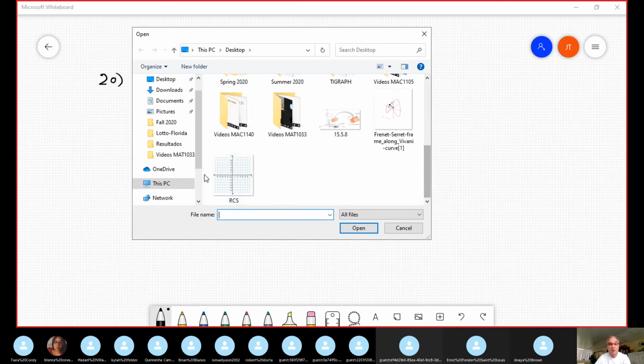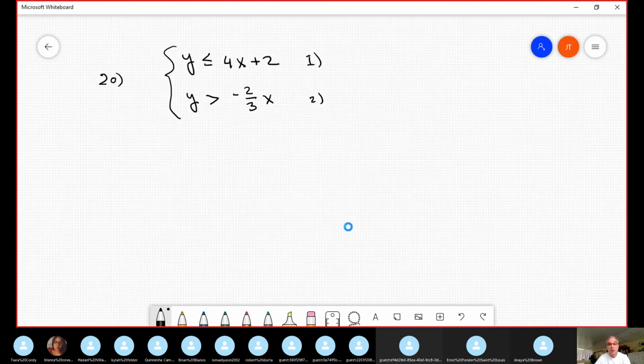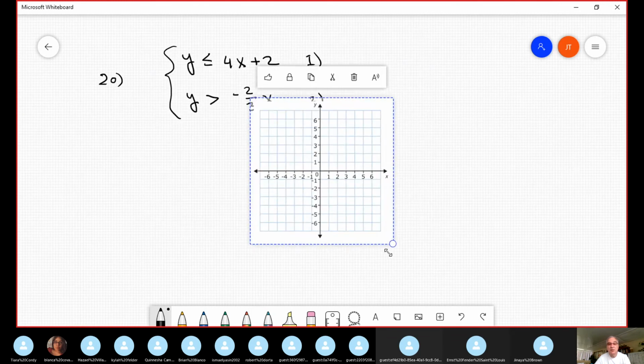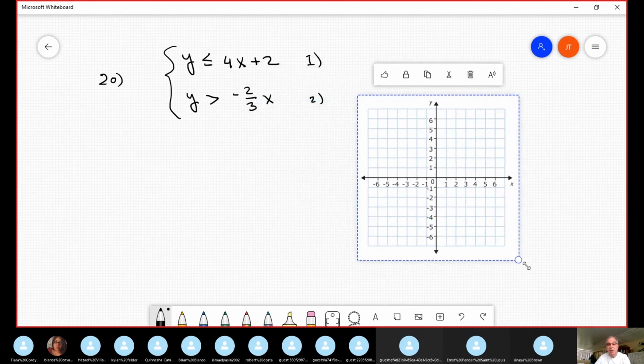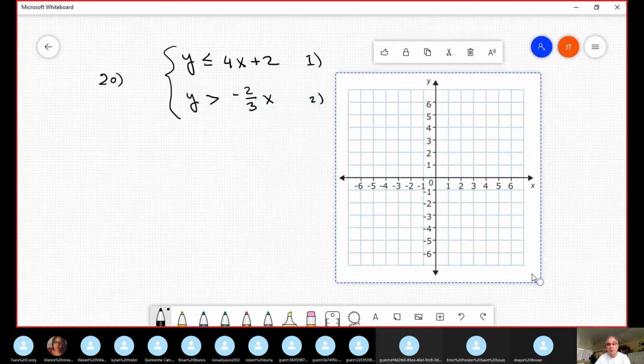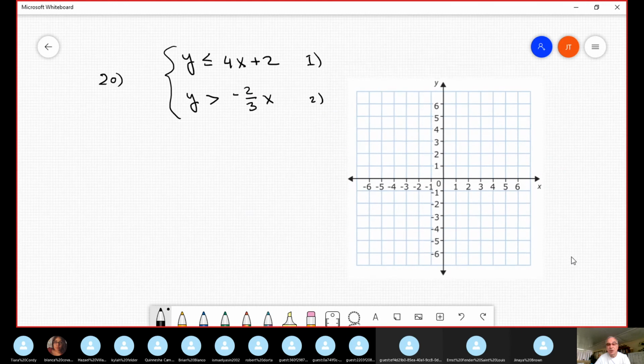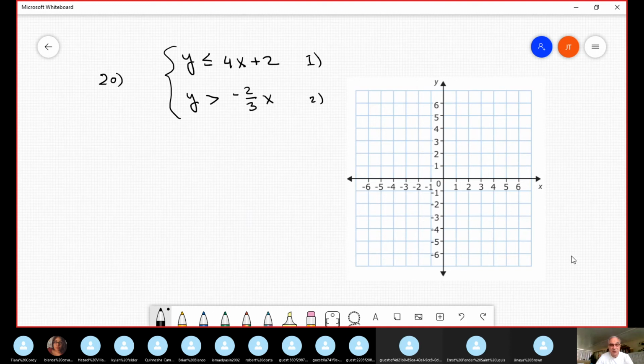Okay, what is the procedure? You take the first inequality. It's easy because y is isolated. I don't need to isolate. This is already isolated. So I write it temporarily like an equation.